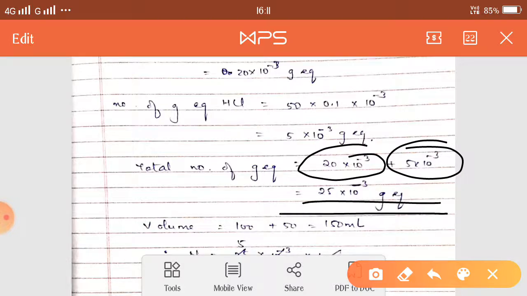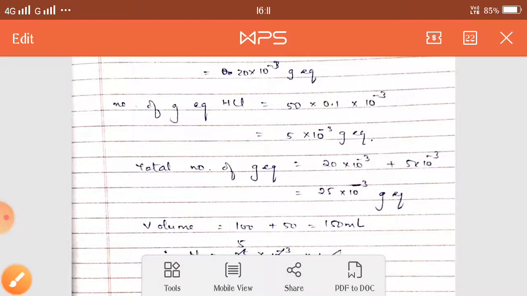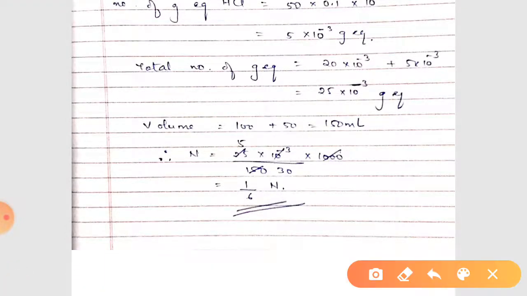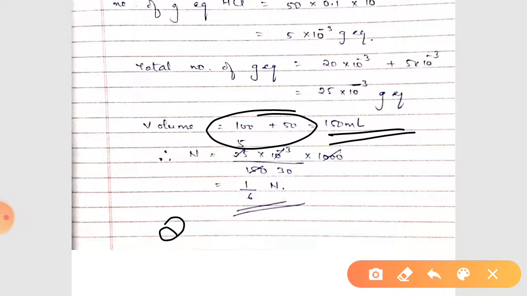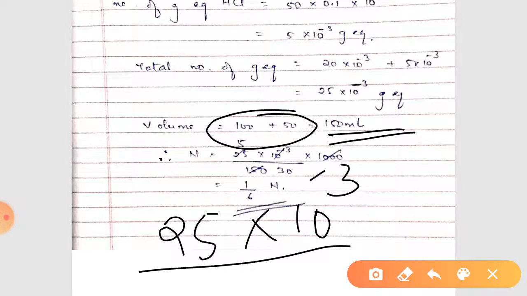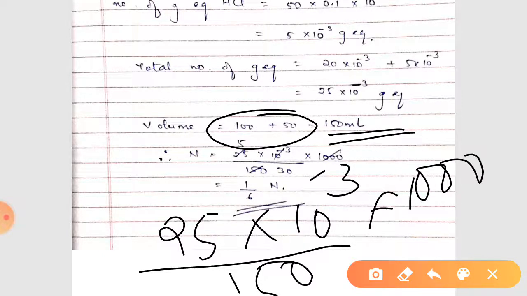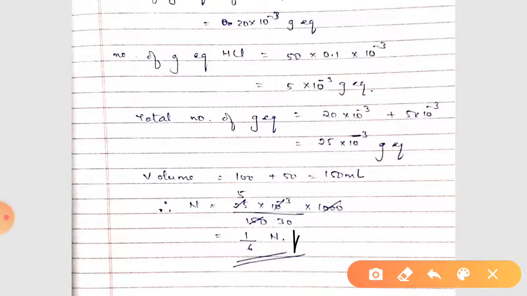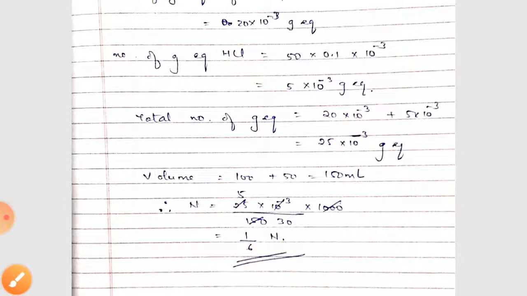So I get 25 into 10 to the power minus 3 gram equivalents. What is the total volume? I have taken 100 ml of sulfuric acid and 50 ml of HCl. So the total volume is 150. So I have 25 into 10 to the power minus 3 as the number of gram equivalents in the resultant solution, and the volume is 150 ml. So to convert into liters, multiply by 1000. When you simplify, the normality would be 1 by 6 normal. That is, the unit is number of gram equivalents per liter, or you can say normal.